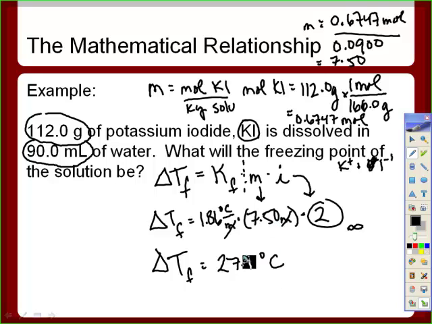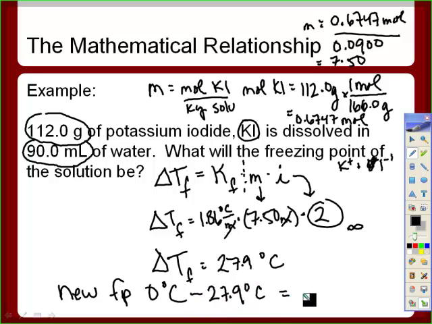So I know that water does not freeze at 27.9 degrees Celsius, but what I do know is that this is how much it is depressed from its normal value. So the new freezing point is going to be its normal freezing point, which is 0 degrees Celsius, and it's going to go down 27.9 degrees Celsius. So now the solution is going to freeze at negative 27.9 degrees Celsius. So we need that original freezing point value, because it's going to go down from there.